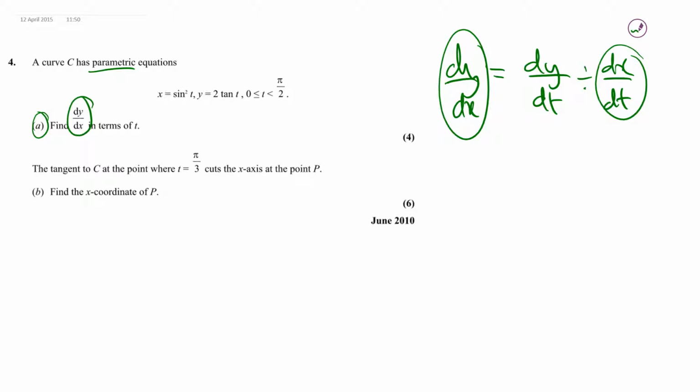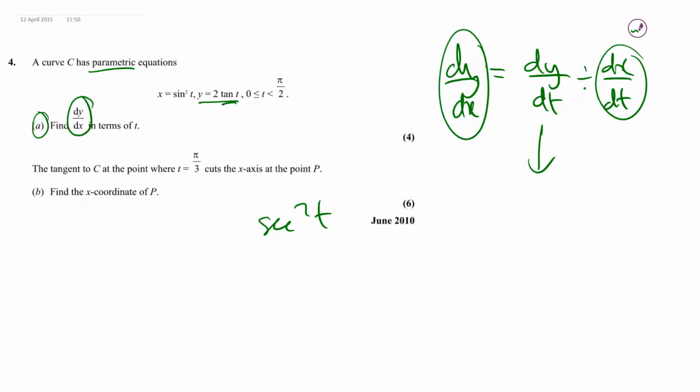So why don't you try and lead me through this? What's the first thing we're going to do to work out dy by dx? We need to know dy by dt. What's that going to equal? So you've got y equals 2 tan t. Now you might be thinking that tan t doesn't sound like a very nice thing to differentiate. But the good news is it's in the C3 part of your formula book. So it's just sec squared t.